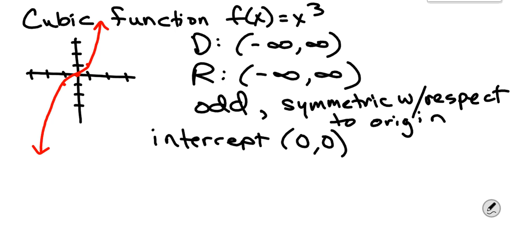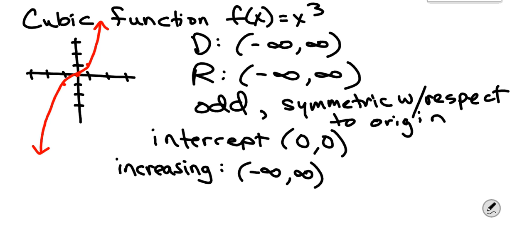And then increasing, decreasing, or constant. And do you agree that it's increasing everywhere? It's increasing along its whole domain. So it is increasing only, in the interval negative infinity to infinity. Just a reminder, those intervals are always with parentheses. In this case, it's from negative infinity to infinity, so they have to be. But just in general, it is always in parentheses. Any questions on the cubic function?